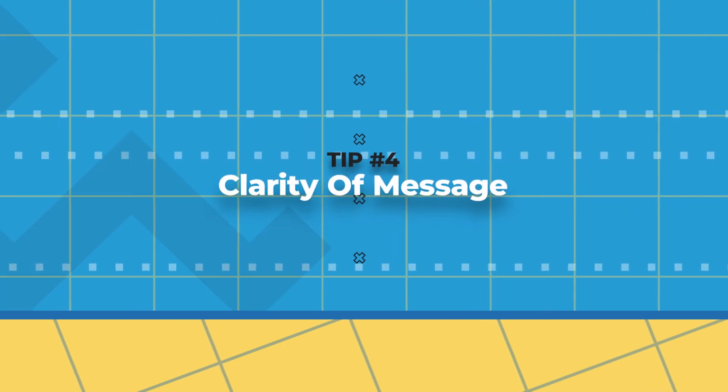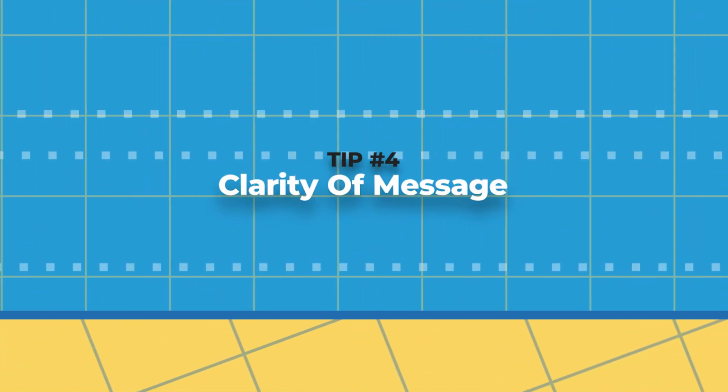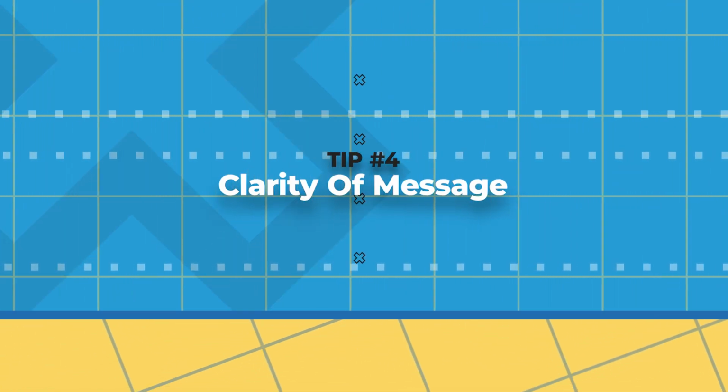All right, while we're talking about making your captions make sense, let's move on to tip number 4. Clarity of message. We just talked about writing clear sentences, but in this tip, I'm more so talking about the message overall. You want your message to be very clear to your audience.